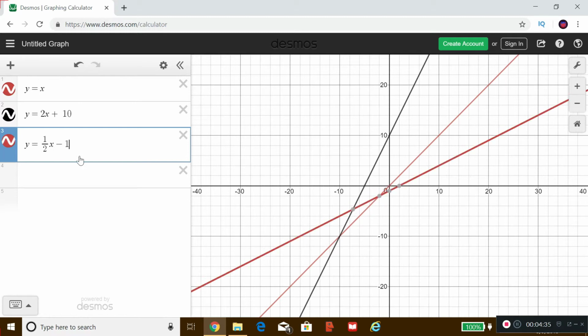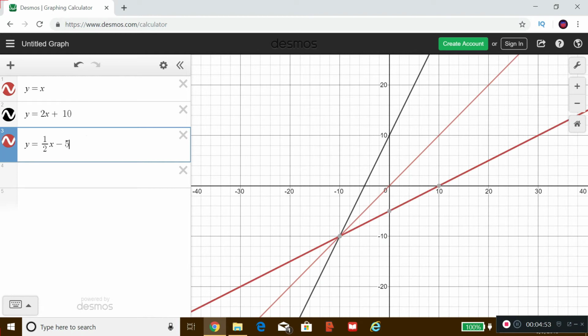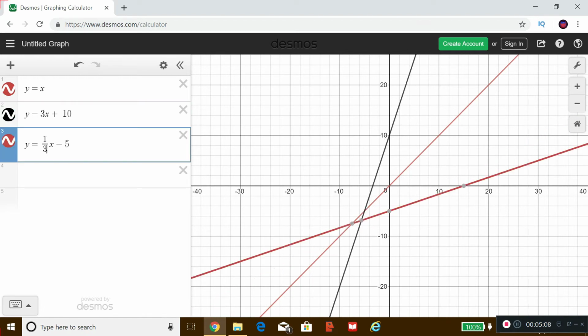But if I put this at minus 10, they don't quite become reflections yet. But we see that when we put this at 5, then the reflection comes. Okay? Let's try it with a different line. 3x plus 10 maybe, and 1/3 x plus 5. These are not reflections.